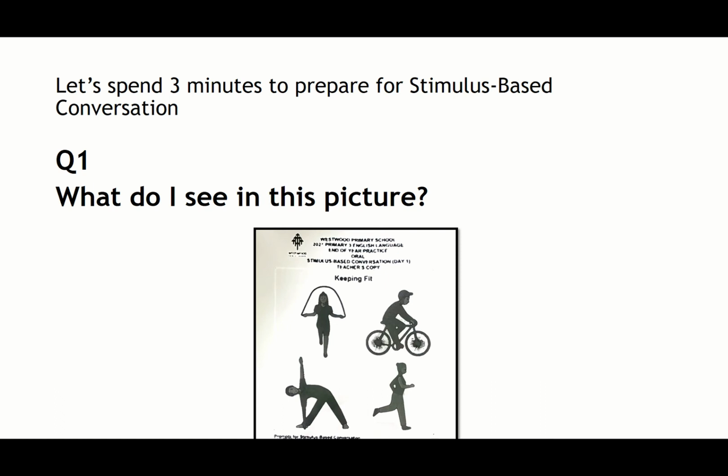So, what do we do when we prepare for stimulus-based conversation? The first thing, ask yourself, what do I see in this picture? The key thing is that we want to recall and think of keywords that can help us to communicate these ideas. Each keyword will carry some ideas with it. Over here, we have a lot of pictures about exercising or about keeping fit. We have some examples of exercising like skipping, cycling, jogging. So these are keywords that we can use to talk about exercising. We can give examples too.